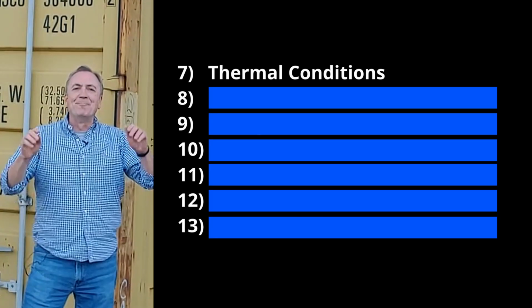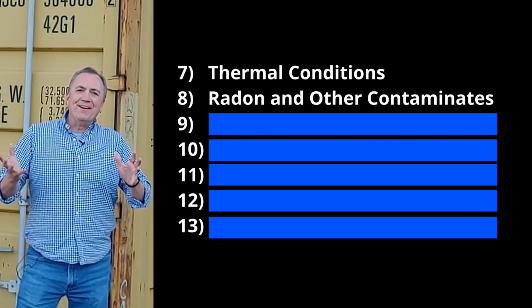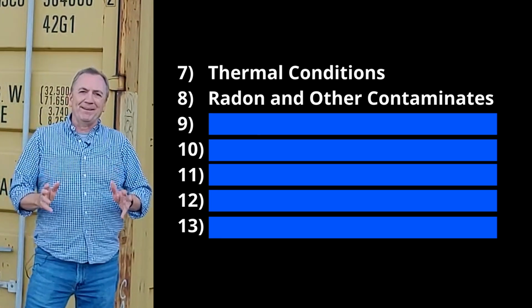So factor number 8 is radon and other contaminants. I kind of touched on a contaminant being a fuel tank under the ground. There you'll have to make sure you're working with the environmental officials to extract it and make sure that the soil is clean of any toxins.